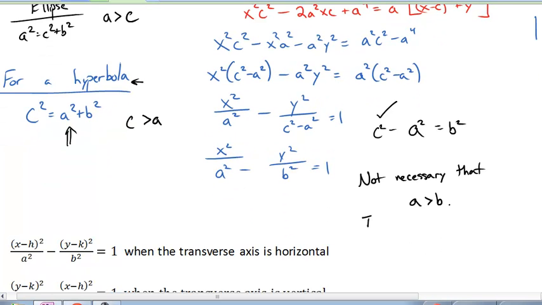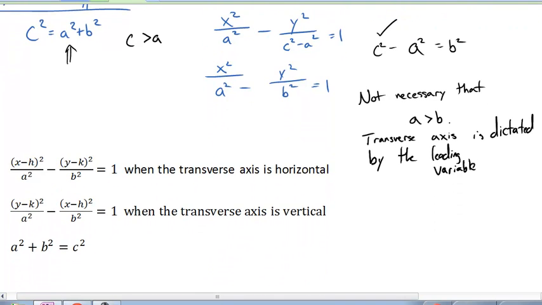The transverse axis is dictated by the leading variable, as you'll see here in the actual formula. So look, here we have the two formulas. The one where x minus h squared comes first is when the transverse axis is horizontal, and when y minus k squared comes first, the transverse axis is vertical.